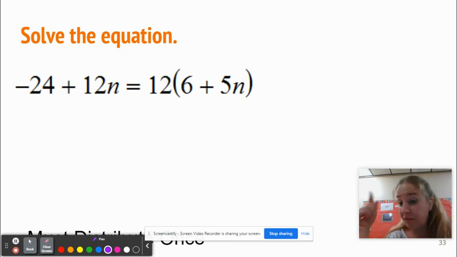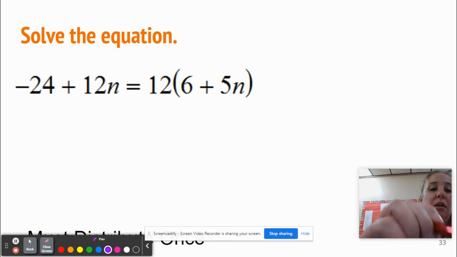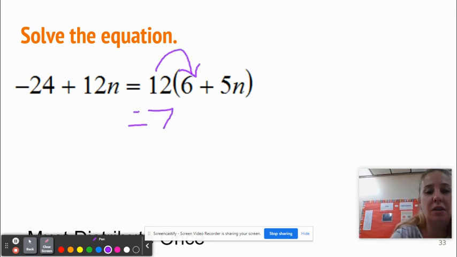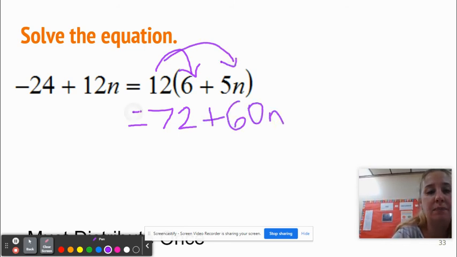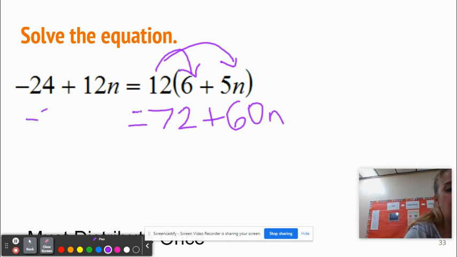All right, so again, first thing you want to do is distribute. So you might want to write that down in your own book somewhere: 1, distribute, 2, variables to one side, 3, constants to the other. So we have 12 times 6, which is 72. We have 12 times 5n, which is positive 60n. And then just negative 24 over here, 12n over here.